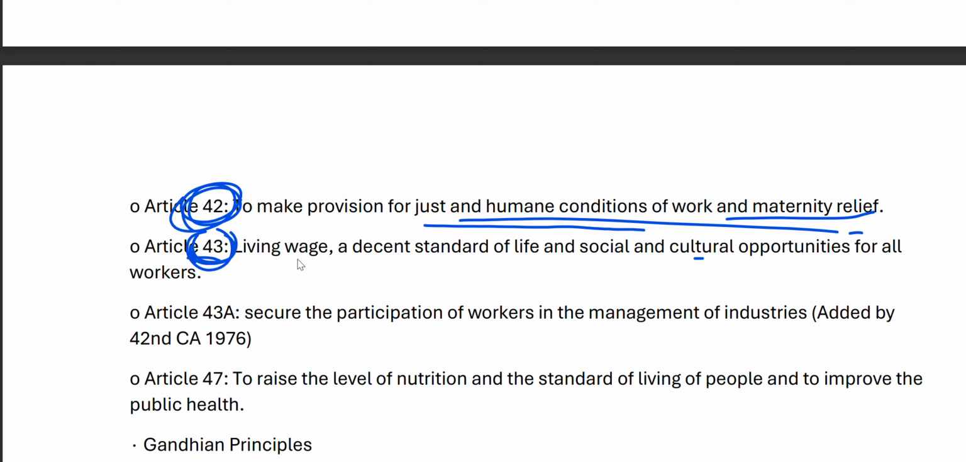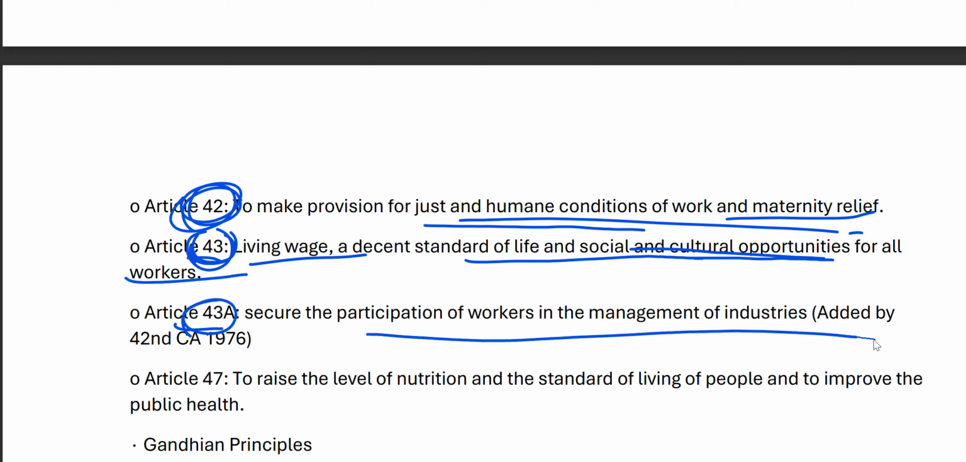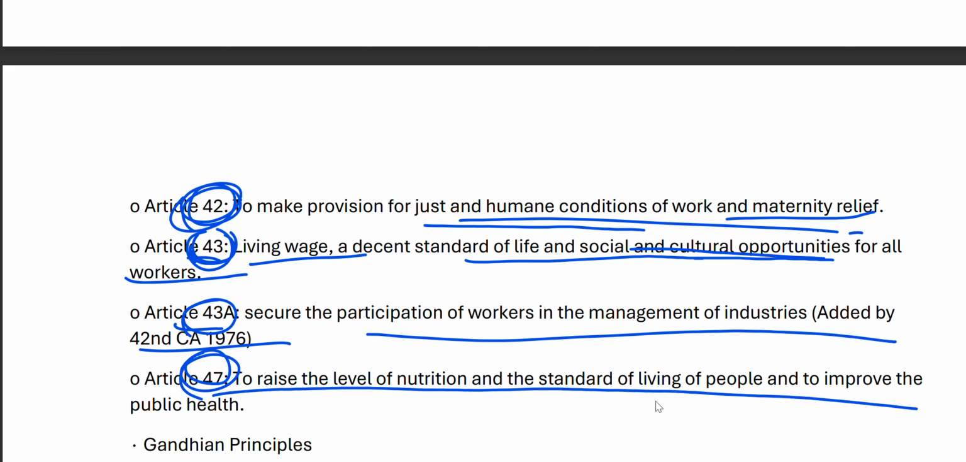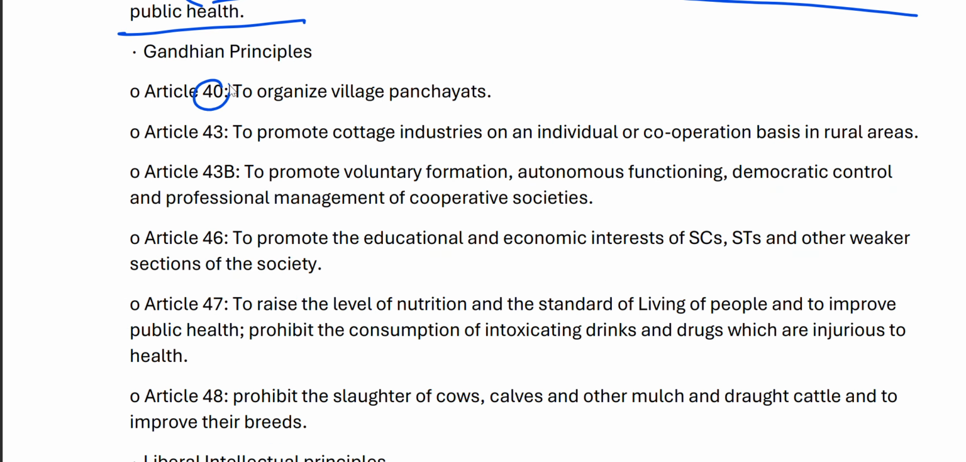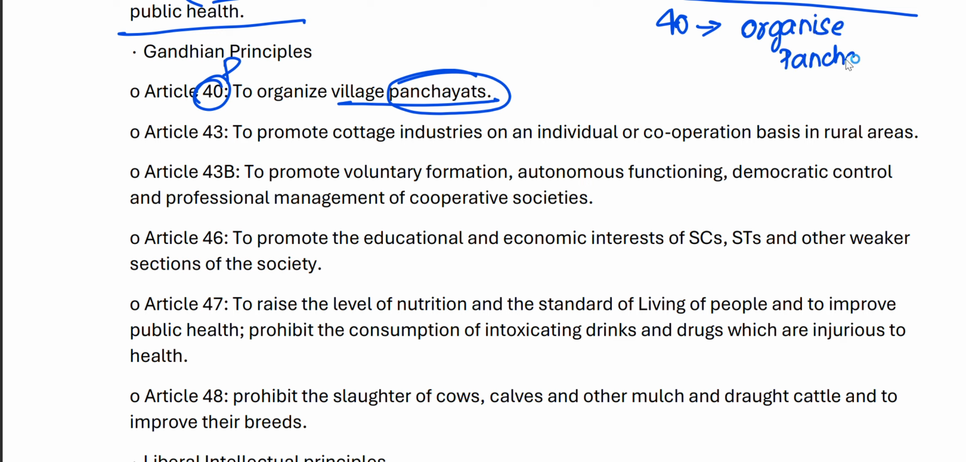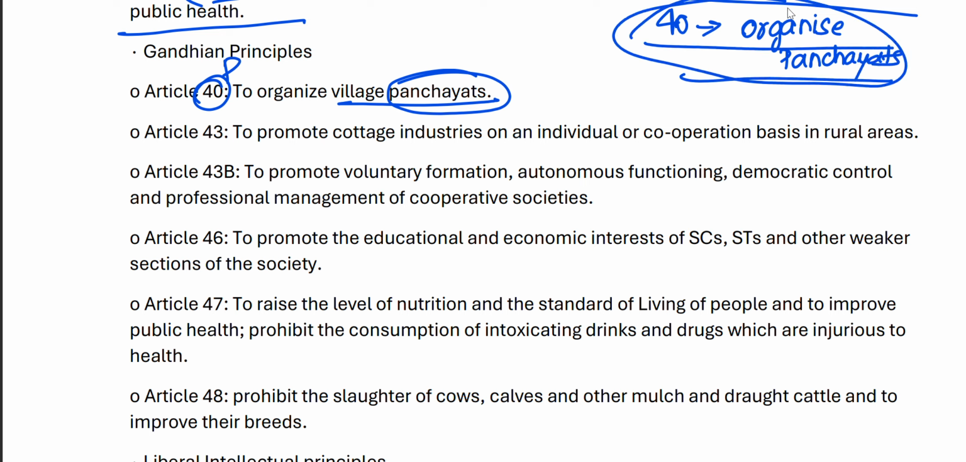Now, 43 is related to the standard of living of the workers. 43A is participation of the workers in the industries. 47 is related to the standard of living of the people. In Gandhian principles, we have 40, which is the organization of the panchayats. So what is 40? As far as 40 is concerned, we need to organize the panchayats. 40 is related to organizing the panchayats, right?